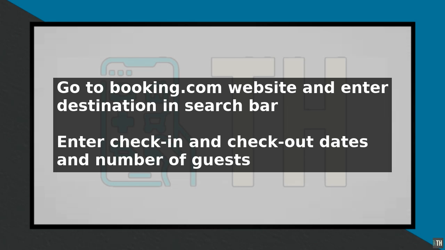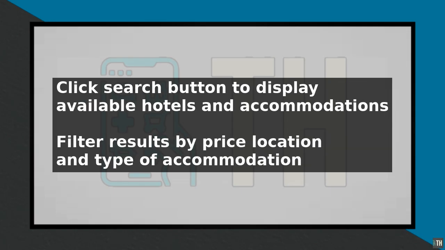Booking.com will display a list of available hotels and accommodations that match your search criteria. You can filter the results by price, location, and type of accommodation. To narrow down your search, use the filters on the left side of the page. You can choose from various options such as hotel class, distance from the city center, and amenities like free Wi-Fi and breakfast.